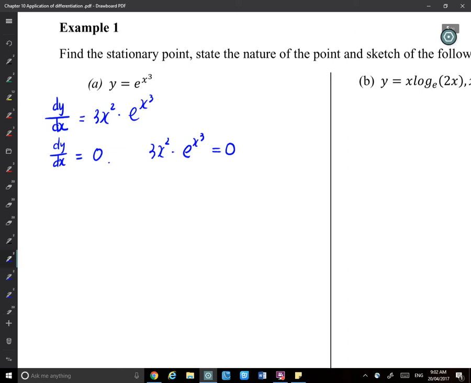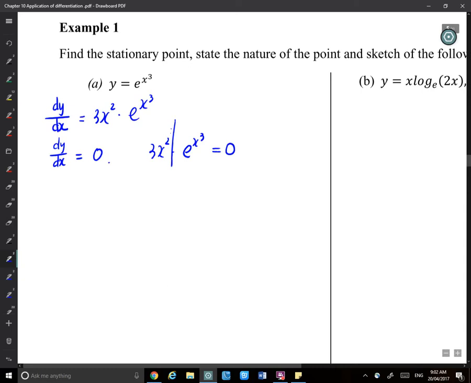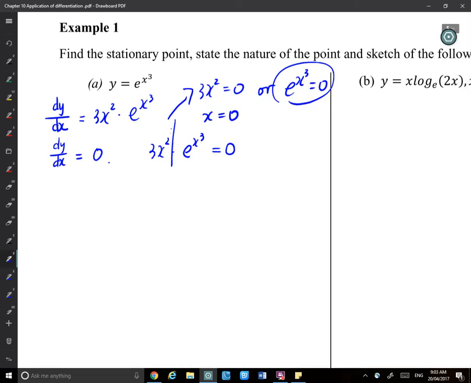Okay, can you see that's 2 functions multiplied together, and we use the null factor law. If something times something equals 0, we always think about the null factor law. So left is 1 function, right is 1 function. If you can make this equal to 0, or you can make that equal to 0, you can have 0 in the end. So this equals 0, which is easy, just x equals 0. How can this one become 0?